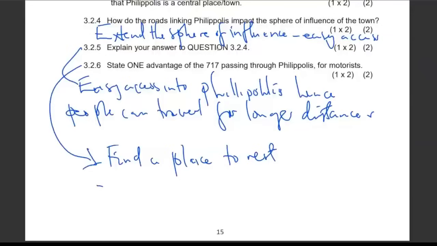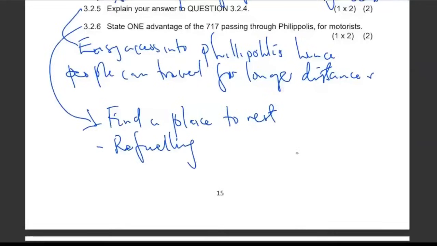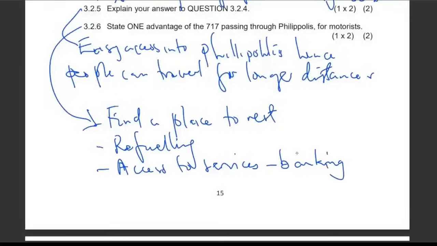If they want to take a rest, then they can take a rest in Philippolis, or you can talk of refueling. Motorists can take a chance to refuel because the 717 is passing through Philippolis. And also, we can look at easy access to services. If the motorists want to access services, like for example, banking, then the route is passing through Philippolis. They can just do their banking. They can access the services that they want in Philippolis because it's passing through that centre.